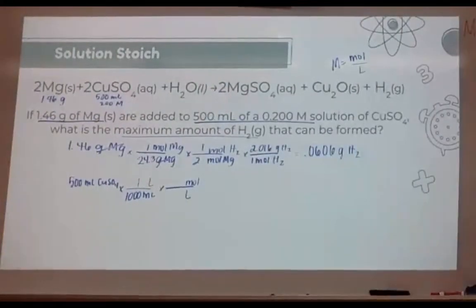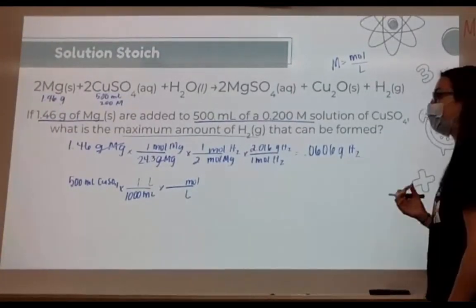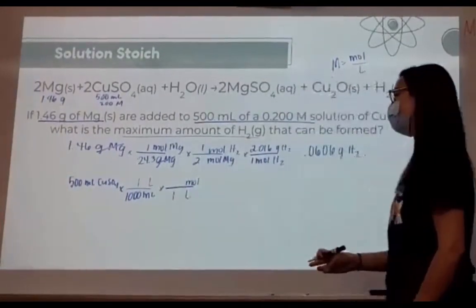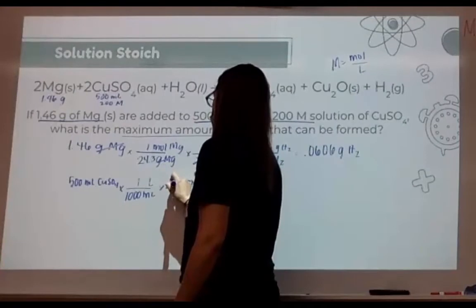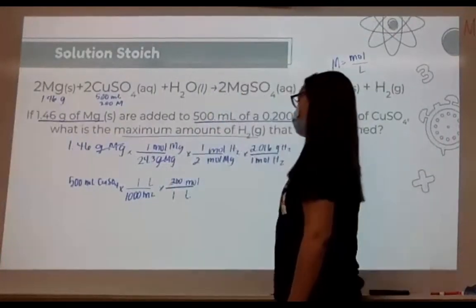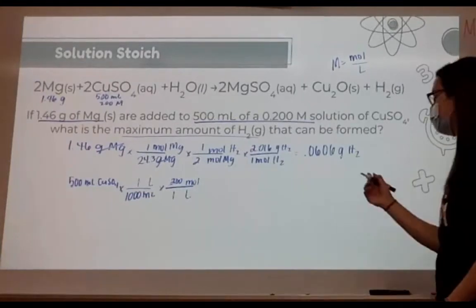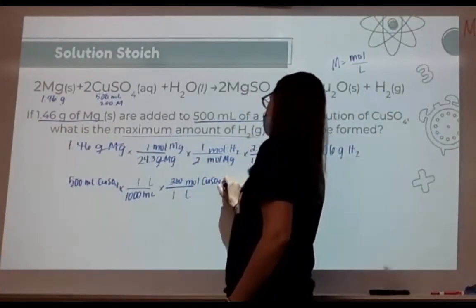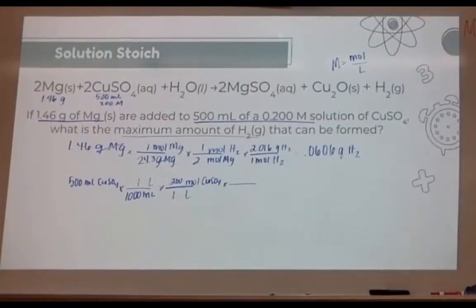Molarity allows us to go between liters of solution and moles of the solute. Molarity is always moles per liter. So if it's a 0.2 molar solution, it's 0.2 moles in 1 liter. So it's another way for us to convert our given information to moles.